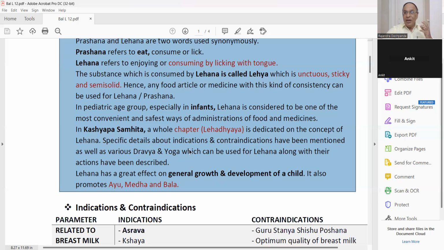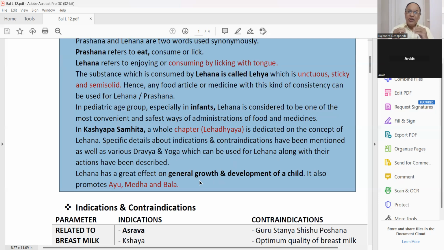Specific details about the indications, when to give, to whom we should give, and contraindications, no, this should not be given to that particular child, have been mentioned, as well as the various dravyas, various formulations which can be used as a Lehana, along with their action, is explained in Kashyap Samhita in Leha Adhyaya.